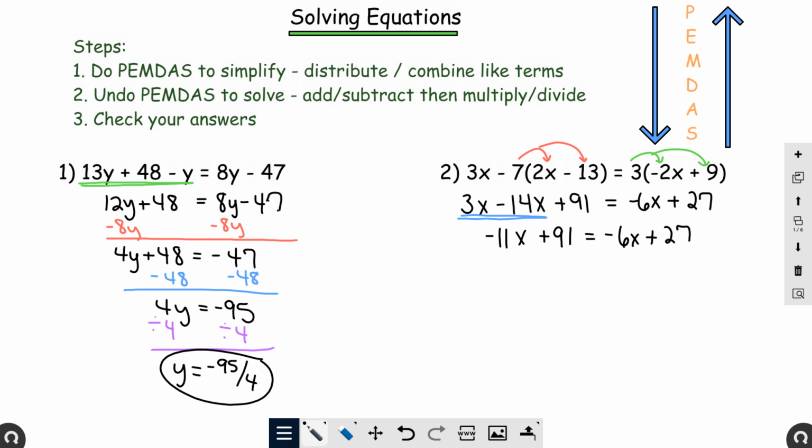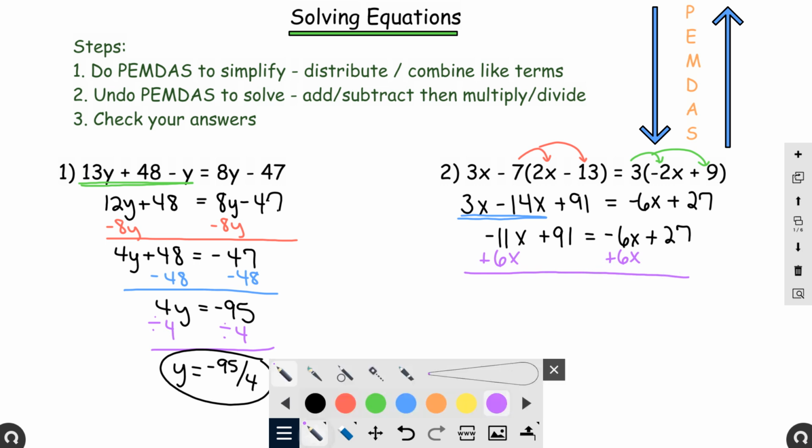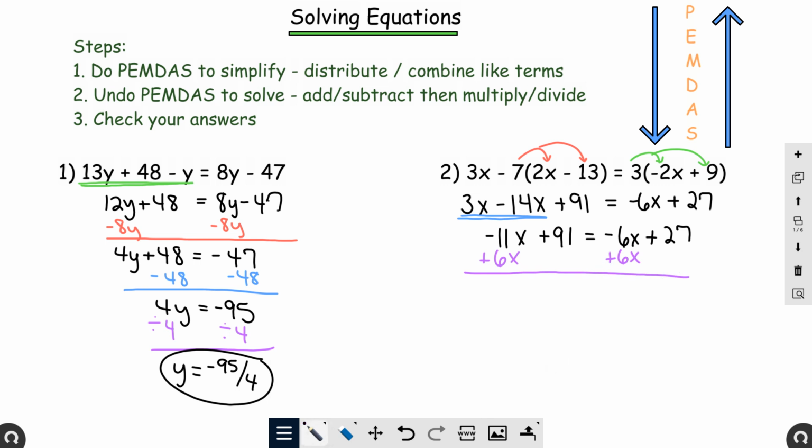Okay, so now it looks very similar to the problem that we did before, where we can't simplify the left or right anymore. We got to put the variables together first. So what are you going to do to put your variables together? You could add 6x. You could also do what? Add 11x. Does it matter which one you do? Nope. I heard the 6x first, so let's go with that. Let's add 6x to both sides. What's -11 plus 6? -5x.